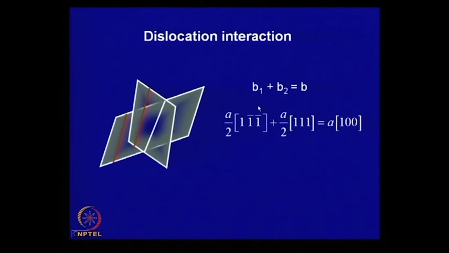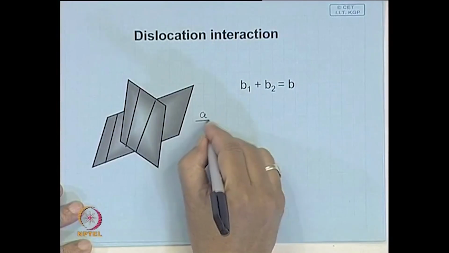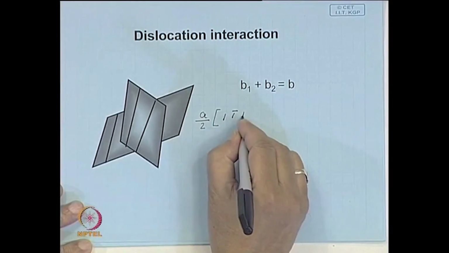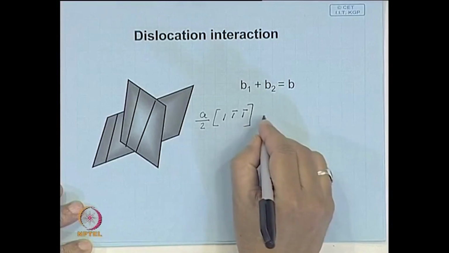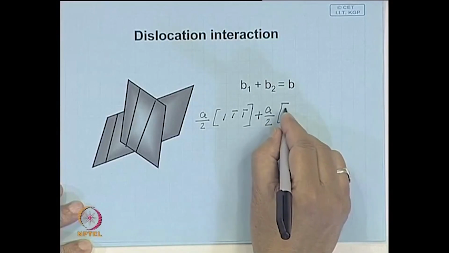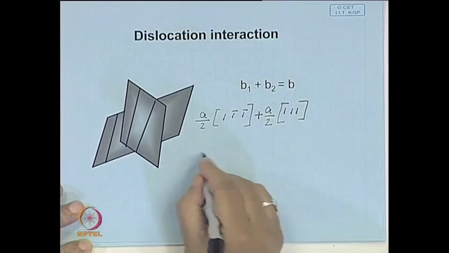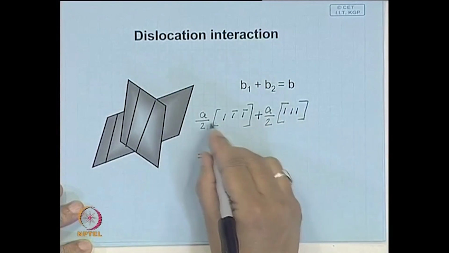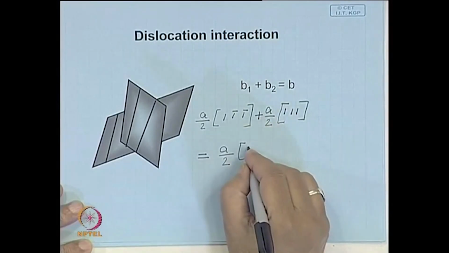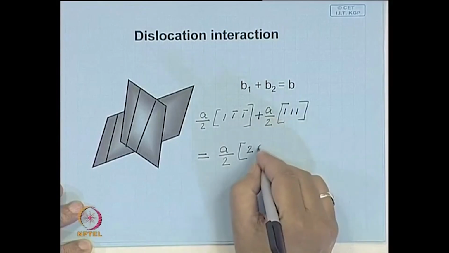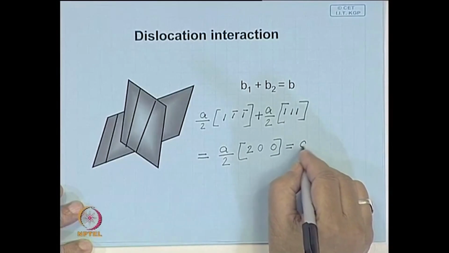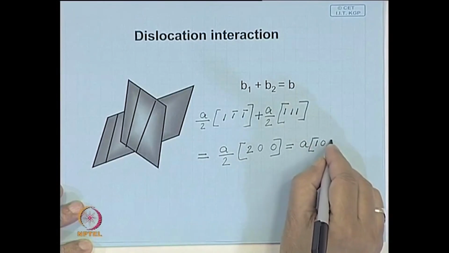So basically, if you try and do it, this is a/2 [1 bar 1 bar 1] plus a/2 [1 1 1]. Now, if you add up, a/2 times, you add this and this, you get 2, this is 0, this is 0. So basically what you get is a[1 0 0].